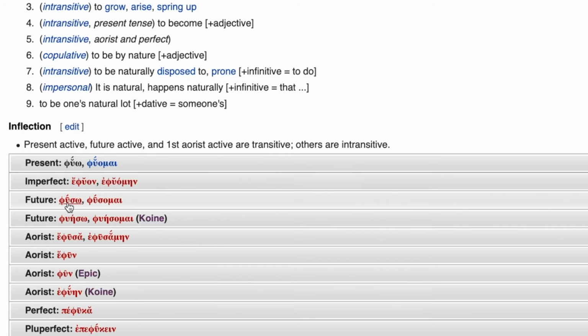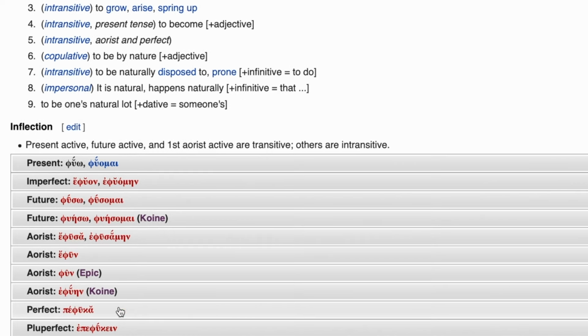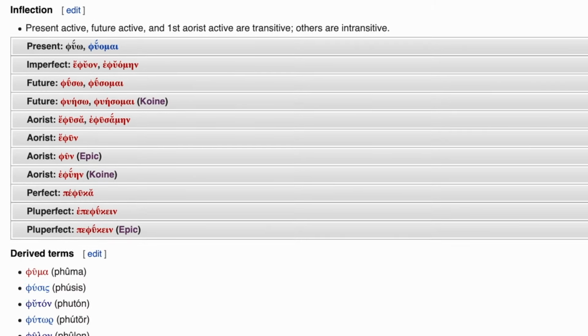We see the future is Puso. It's long. The imperfect is short, which makes sense because the imperfect is based off of the present. So Puso, the aorist Epun or Epusa, respectively, and Pepuka. And there's some variation here for Epic and Koine and things like that. But generally, we can trust Wiktionary to give us the right thing. We see Pusis is short, Puton, that's short as well, Putor, but Pulon, that one's long.